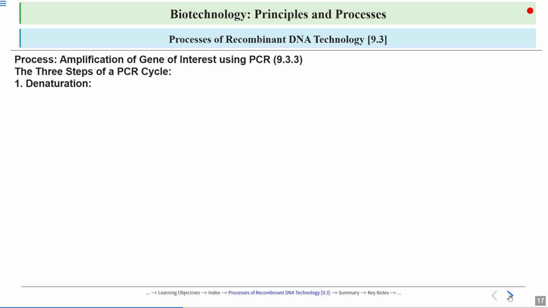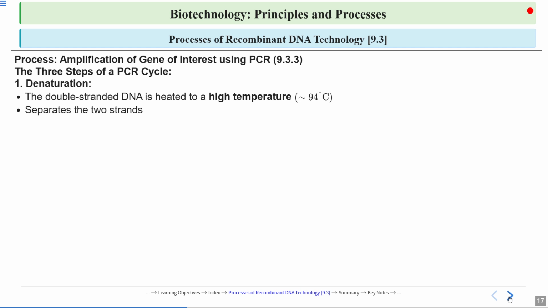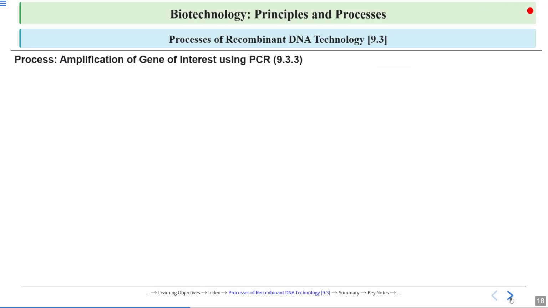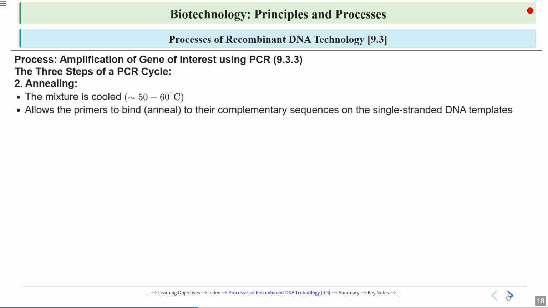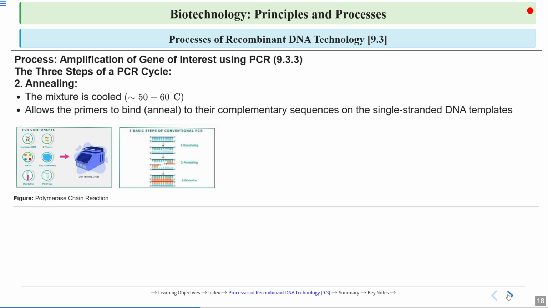What are the three steps? We are repeating it again. First, the denaturation: the double stranded DNA is heated to such a high temperature that it separates into two strands. The next step involves annealing. Now the mixture is cooled down to 50 to 60 degrees Celsius from 92 degrees Celsius, and we allow the primers to anneal to their complementary sequence on the single stranded DNA templates.